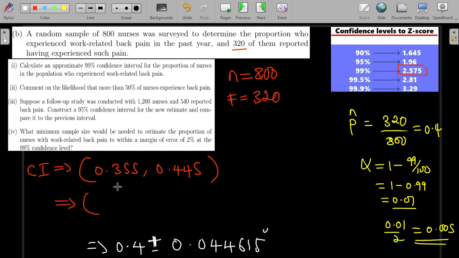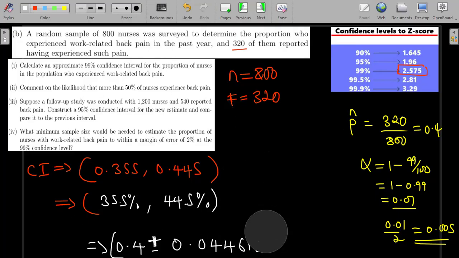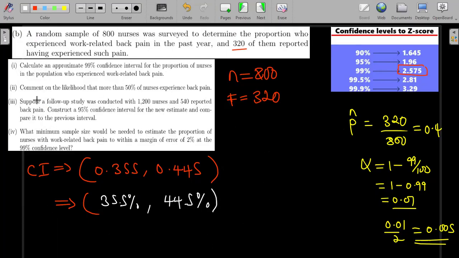Remember, I can change this to a percentage, so I can say this multiplied by 100, it is 35.5% all the way to 44.5%. So that is my confidence interval there. And then we can answer the other follow-up question. That was part 1.